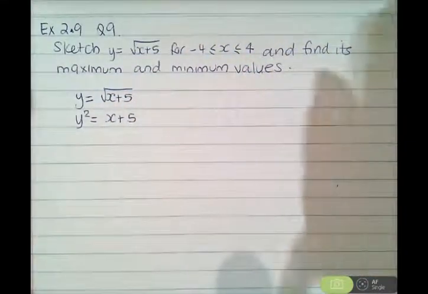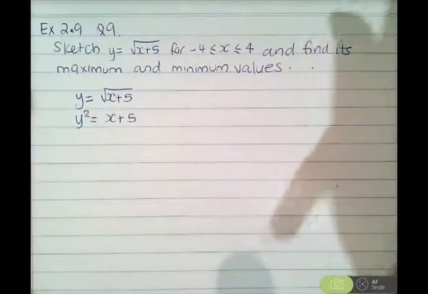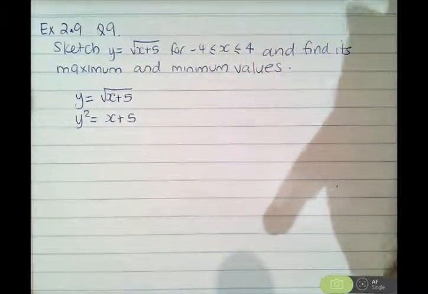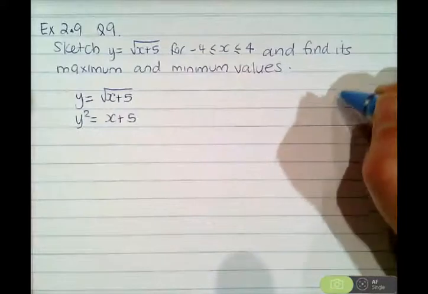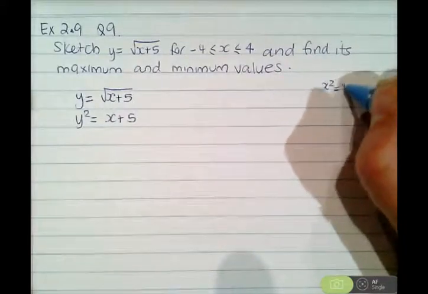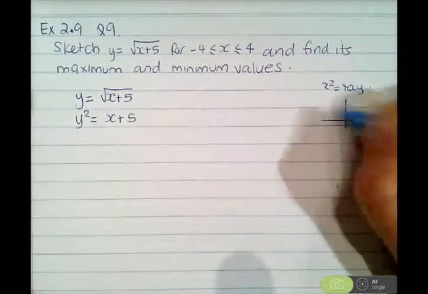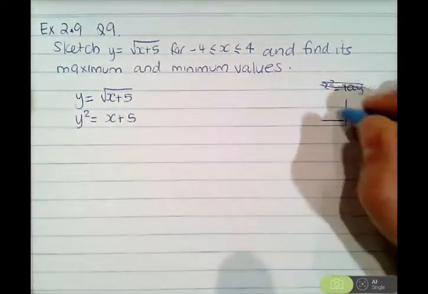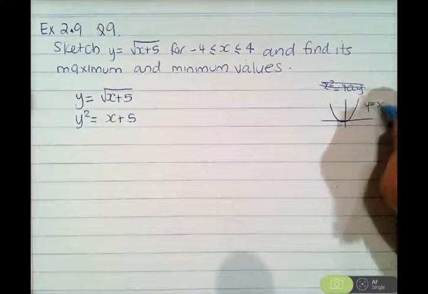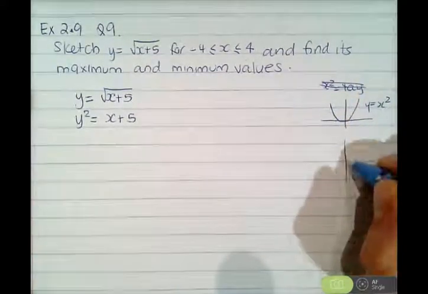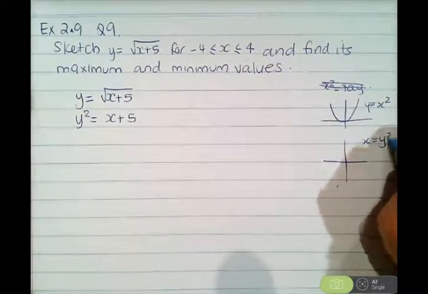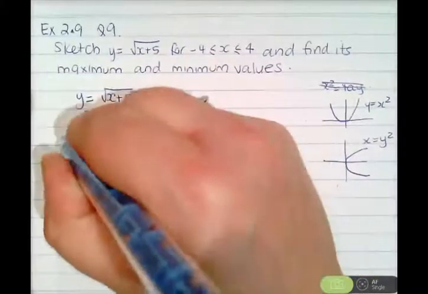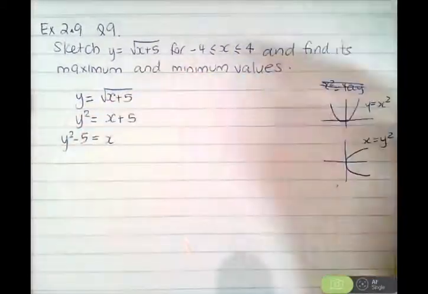So you know how we've got x squared equals 4ay, and we've got y squared equals 4ax. So remember, x squared equals 4ay, so I don't even have to think of it like that. A y equals x squared parabola looks like this, okay? And an x equals y squared parabola looks like that. So therefore this parabola here is x equals y squared minus 5.